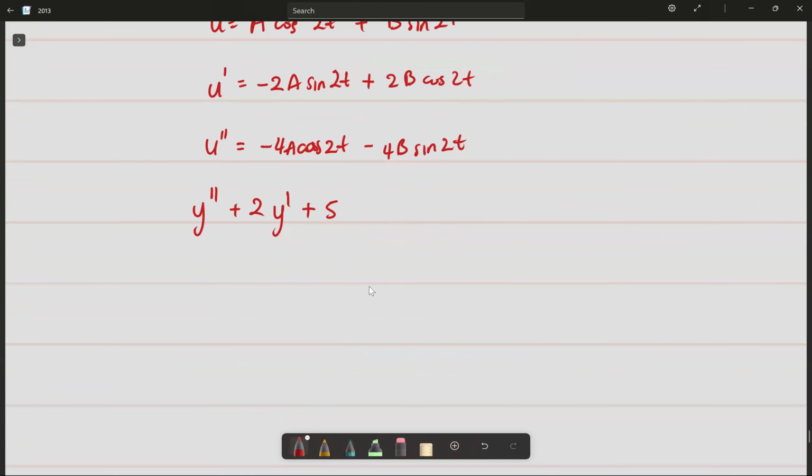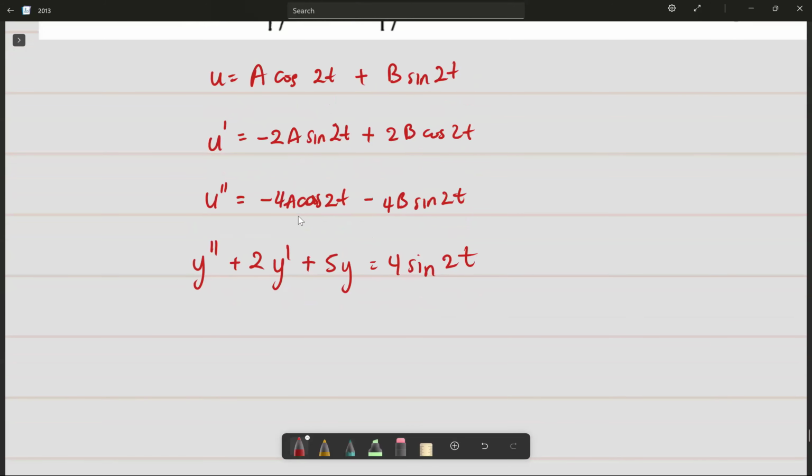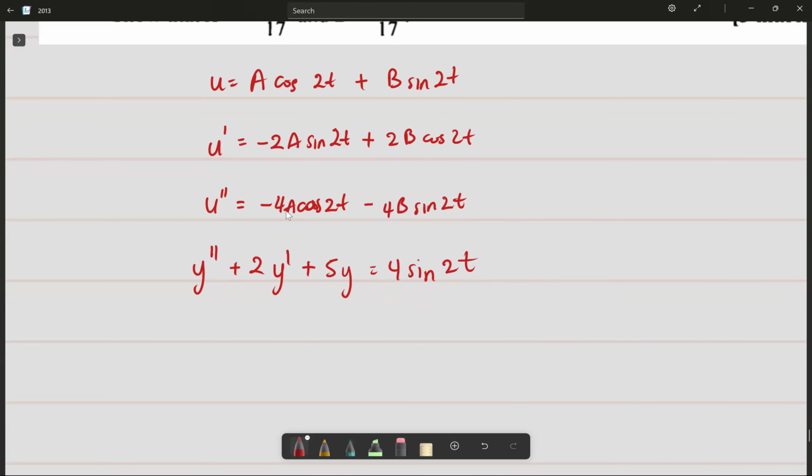Yes. 5y is equal to 4 sine 2t. Okay. Now the step they have to do is they have to put all of these into this new equation. So all these are worked out. You want to put them in here. So that's now going to become negative 4a cosine 2t.